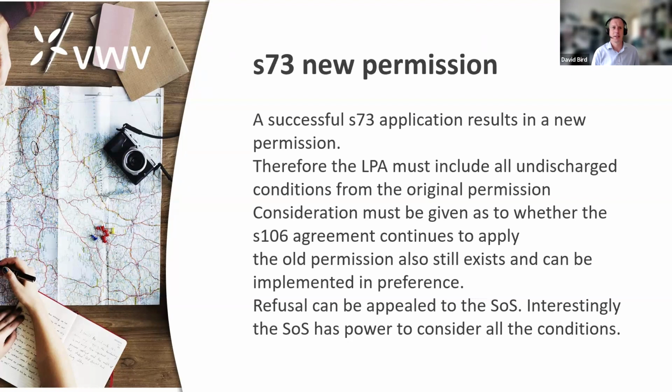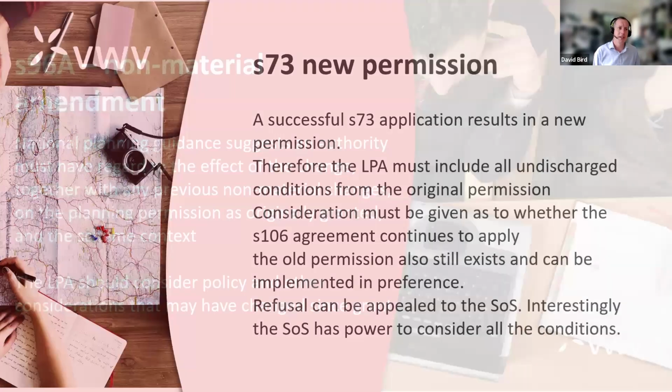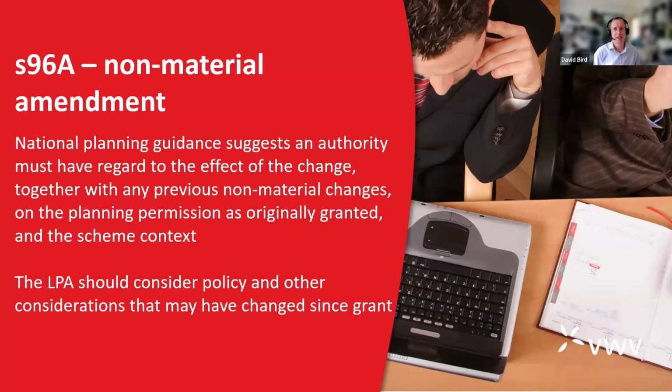So let's quickly look at Section 96A. So this is for non-material amendments. Again, there's no statutory definition of non-material. We look at the planning guidance and it just says, well, essentially, it'll be dependent on the context of the overall scheme. So again, the LPA has discretion as to whether to do any consultation. It's likely that there may be none in many changes because by definition, the changes are non-material and therefore shouldn't be affecting third parties. Interestingly, under 96A, the time period for determination is 28 days.